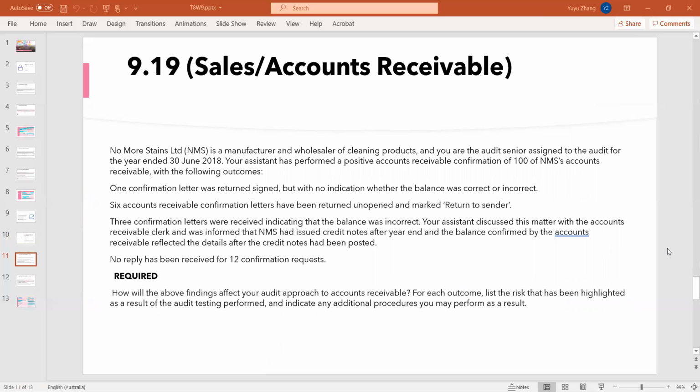Next one, so still a very simple case. Based on this sales case of No More Stand Limited audit, how will the above finding affect your audit approach to accounts receivable? For each outcome, list the risk that has been highlighted as a result of the auditing test performed and indicate any additional procedures you may perform as a result.